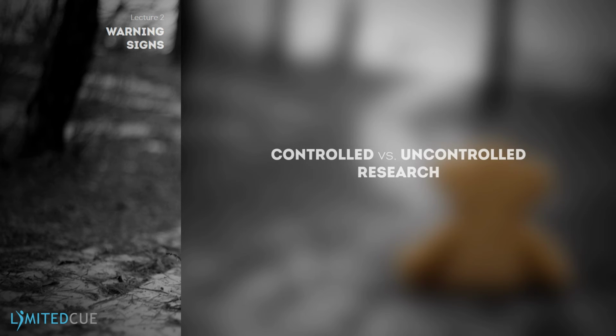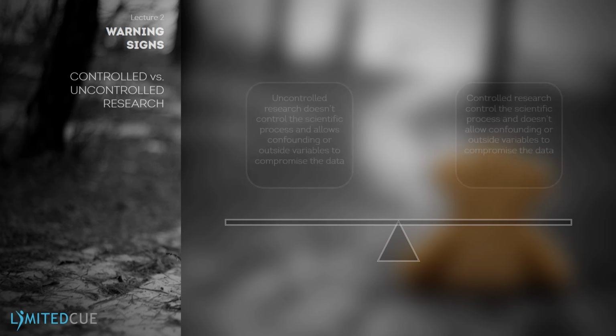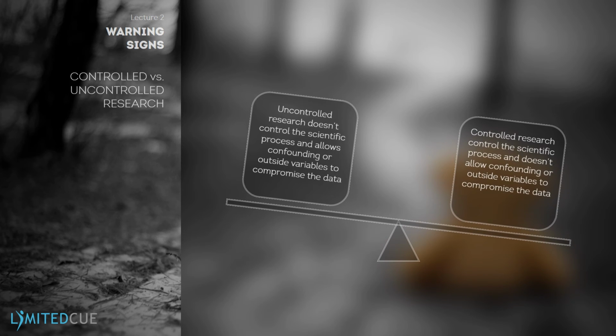Uncontrolled versus controlled research is the dimension that shows the overall picture of how the evidence was gained. Research should start with observation and description of an event in its natural environment. This provides information in which a hypothesis, kind of like a guess, is created. Whether research is uncontrolled versus controlled increases or decreases the validity of the experiment throughout the process. Uncontrolled research doesn't control the scientific process and allows confounding or outside variables to compromise the data, while controlled does not.